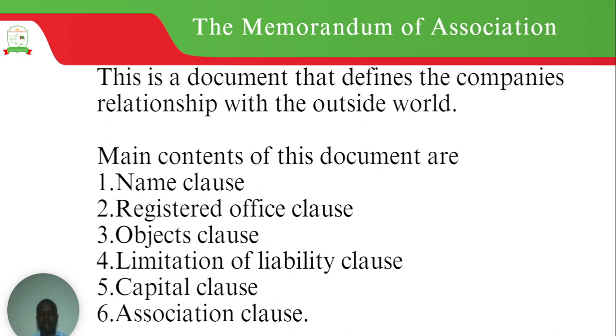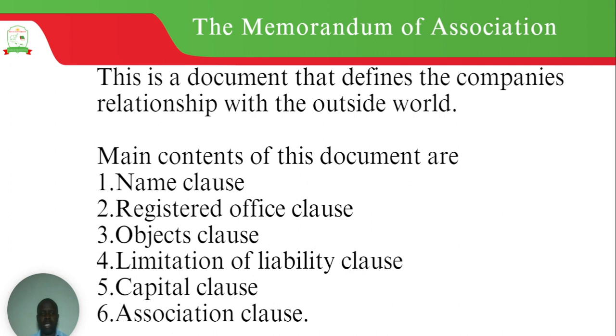Number one is the name clause. This is a very important clause because it will tell us the name of your company, and if it's a private limited company, then it will have the word limited at the end. If it is a public limited company, they will have the letters PLC at the end. So the name clause is a very important clause within the Memorandum of Association.